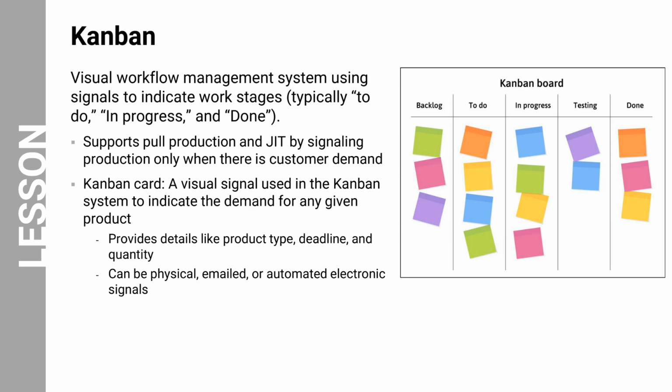A Kanban system supports pull production and just-in-time because a signal to begin production is sent only when there is a customer demand. A Kanban card is the device used to signal the demand for any given product. They give information on the product type needed, the deadline, and the quantity required. Kanban cards can be physical slips of paper, emails, or automated electronic signals.